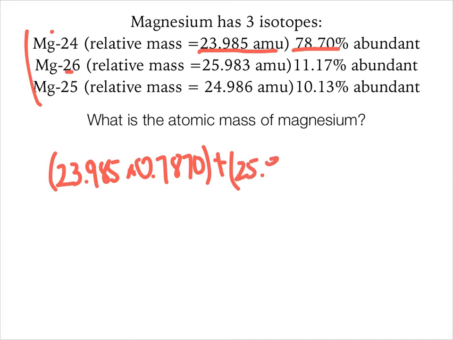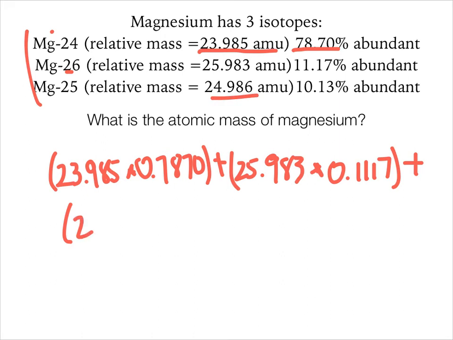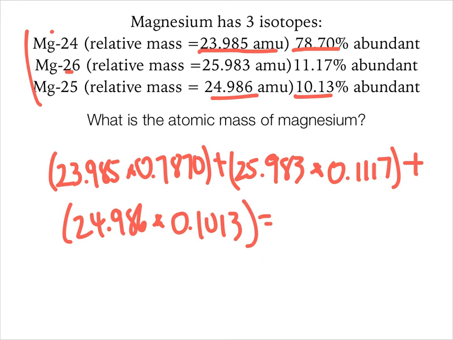25.983 times 0.1117. Put that as a regular number. And then I got one more since we have 3 isotopes, and that's going to be that relative mass, 24.986, multiplied times its percent abundance, which is 0.1013. So do you see it's just the same thing we did on the previous couple of examples. We multiply the relative atomic mass by their respective percentage.